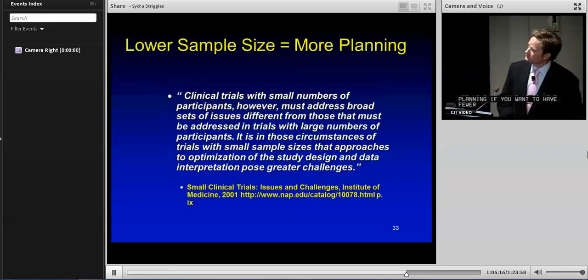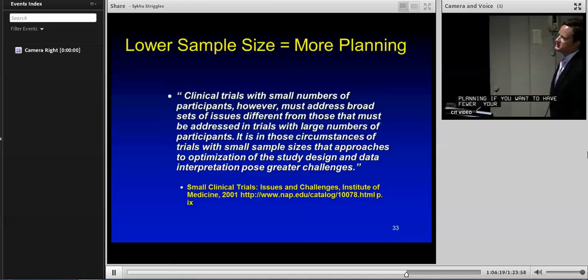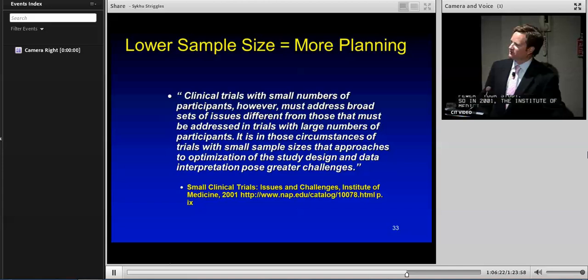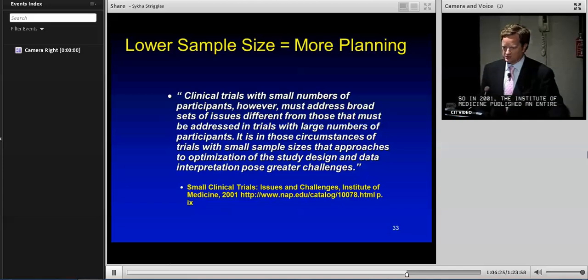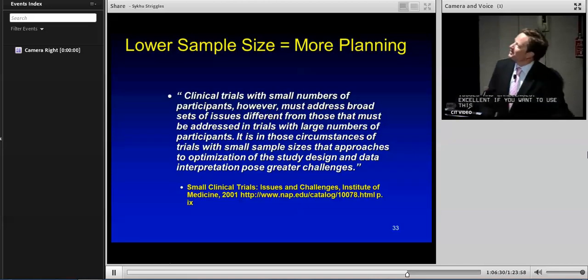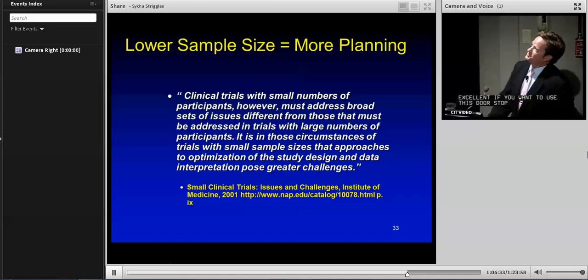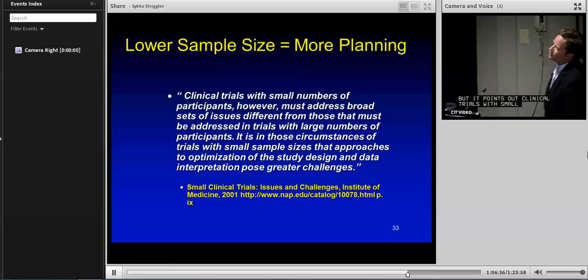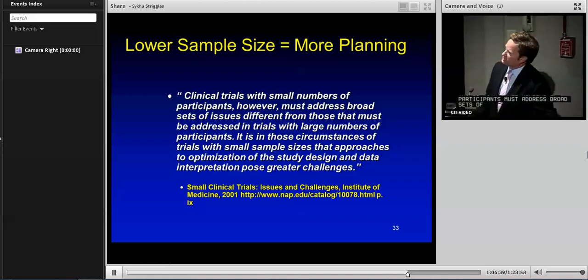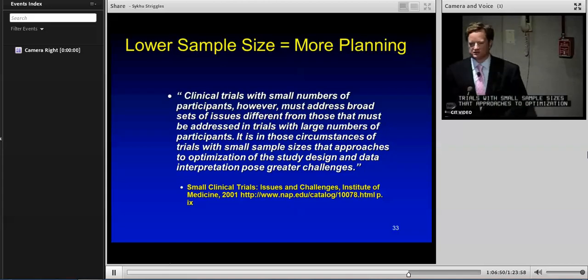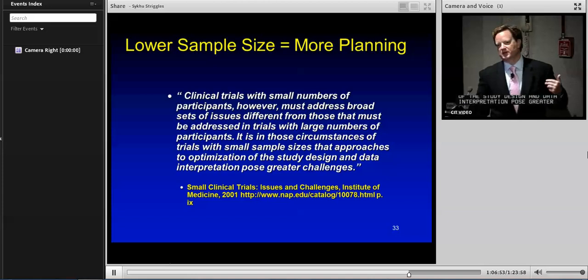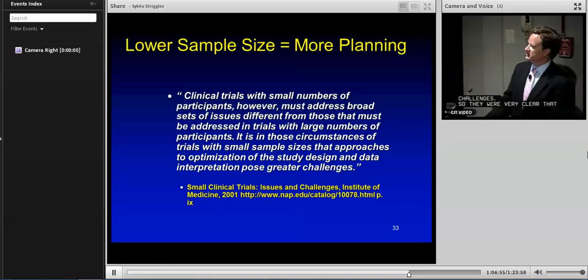So in 2001, the Institute of Medicine published an entire 200-page monograph called Small Clinical Trials, Issues and Challenges. Excellent thing if you want to use this doorstop for some light reading. But it points out that clinical trials with small numbers of participants must address broad sets of issues that are different from those that must be addressed in trials with large numbers of participants. It is in those circumstances of trials with small sample sizes that approaches to optimization of the study design and data interpretation pose greater challenges. So they were very clear that you're going to need to do extra work to do a smaller study.